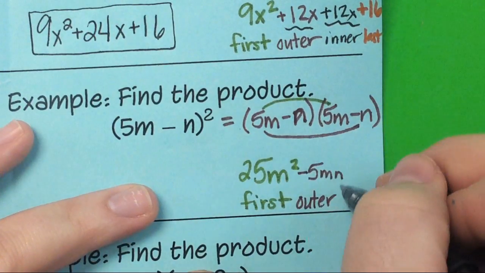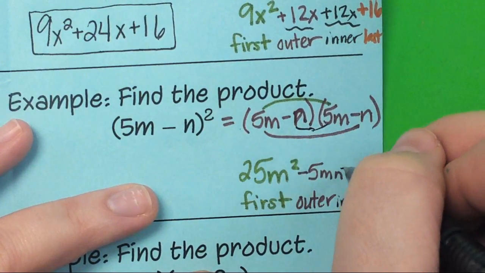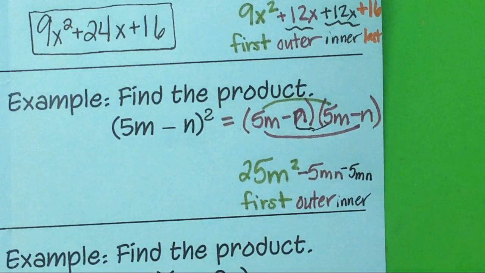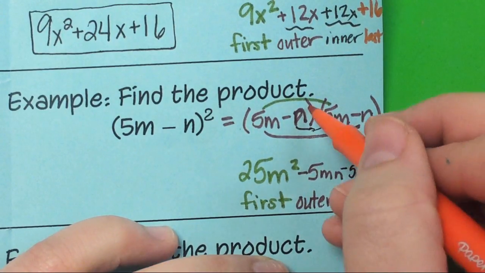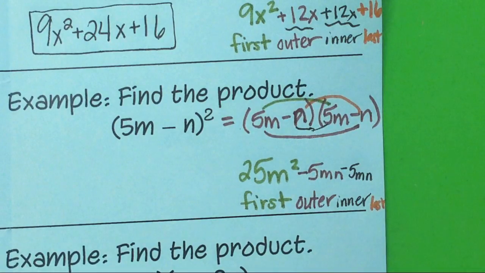Now I've got to do my inner. And it is again negative 5mn. Yes, it is. What is my last? Positive what? Negative n times negative n is what? Positive n squared.